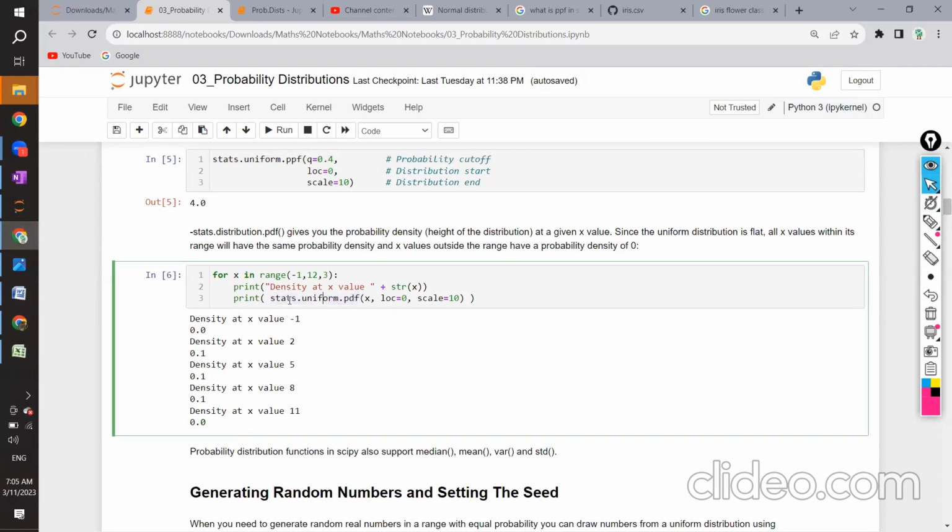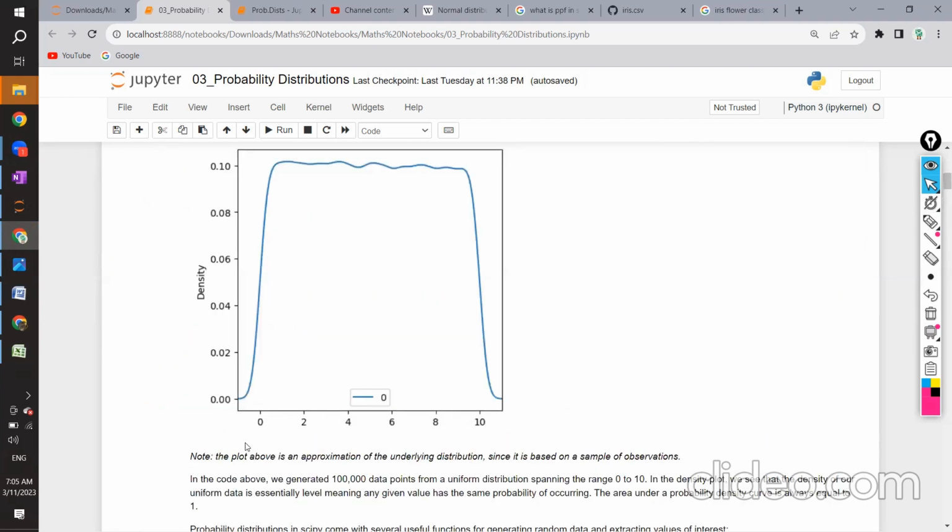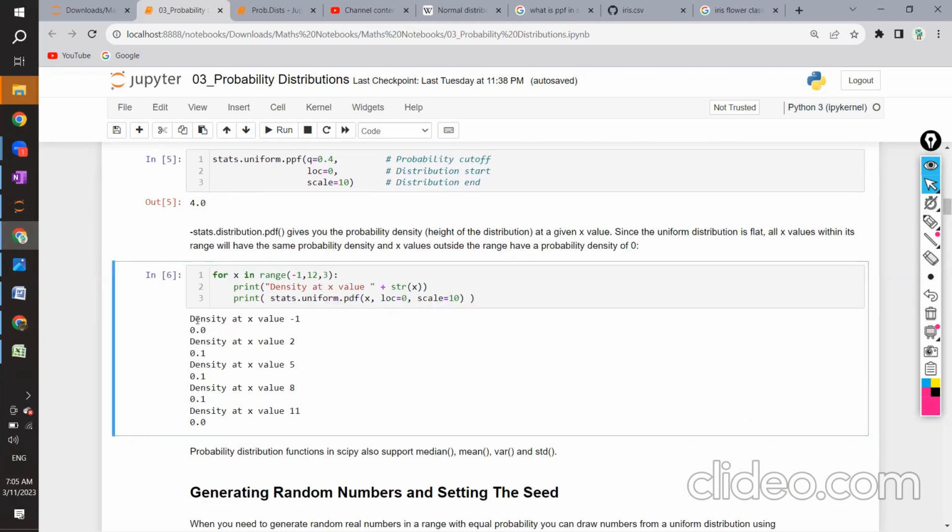Now, stats.uniform.pdf means the uniform PDF function. If you want to see the density at the value -1, our range is only 0 to 10. If you take any value less than 0, the density at -1 will be 0. And the density at 2 will be 0.1. Any value between 0 and 10 will be 0.1.